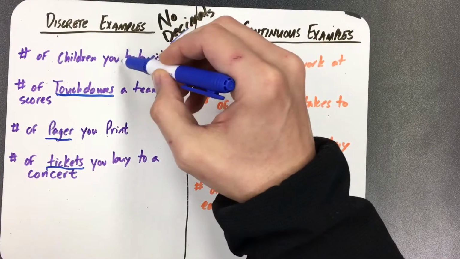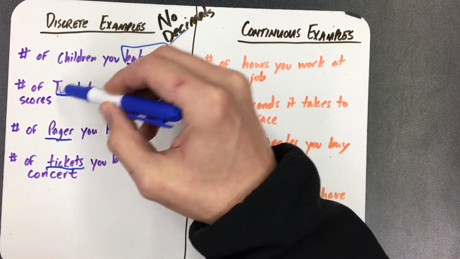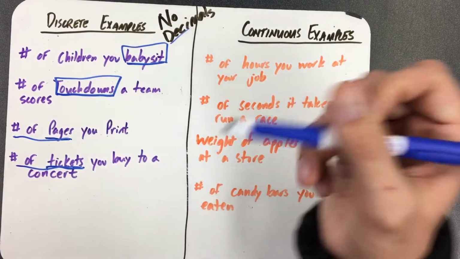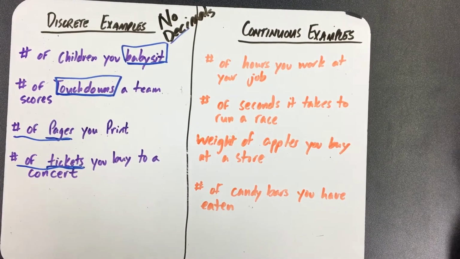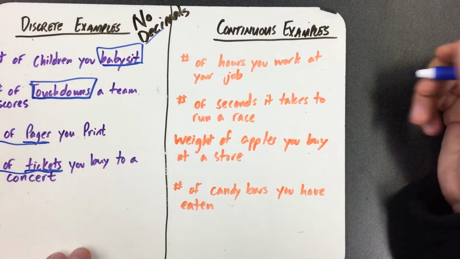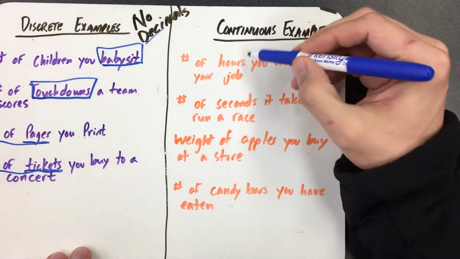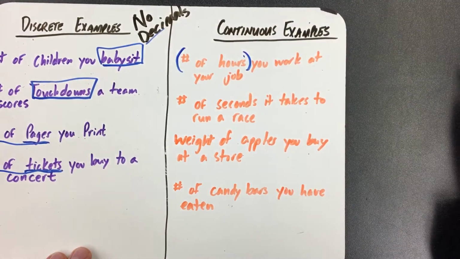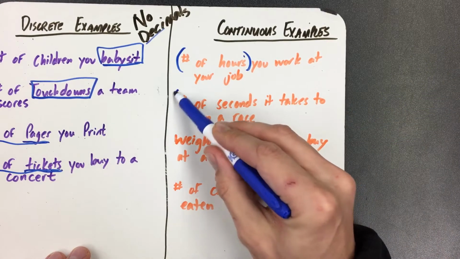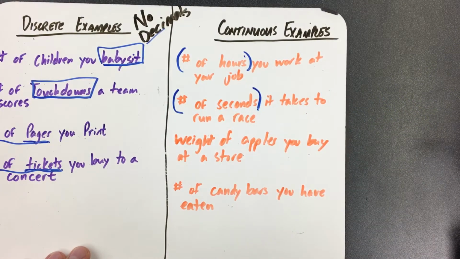No decimals. These are all discrete. The number of children, number of touchdowns, the number of pages, the number of tickets. All those situations you could not have a decimal. Those are all going to be discrete. Over here in orange, my continuous examples. Now decimals are possible, right? The number of hours you work at your job. I could work at my job for a half of an hour, a third of an hour, 0.7 of an hour. That's possible. The number of seconds it takes you to run a race.